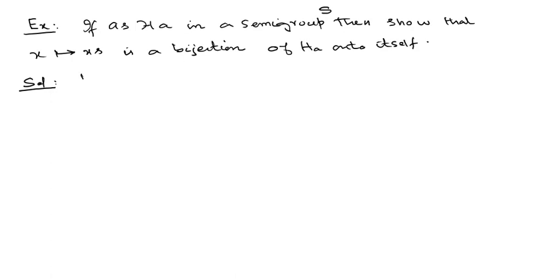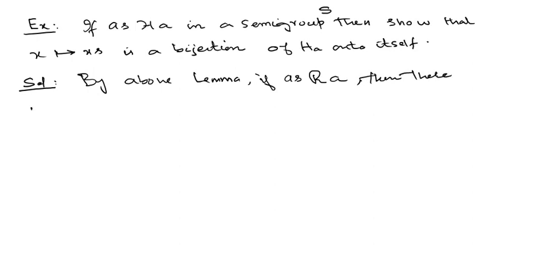So by above lemma, if AS is R related to A, जैसे वहाँ हमने किया था A is R related to C, then there is a bijection from HA onto HC, वो हमने किया है. If AS is R related to C, then there is a bijection.